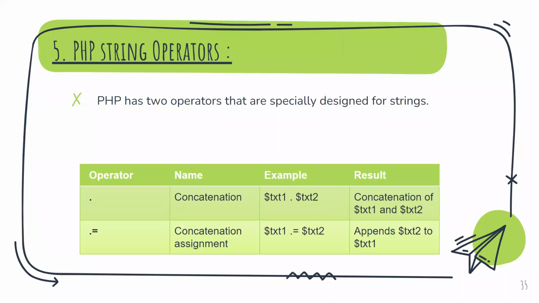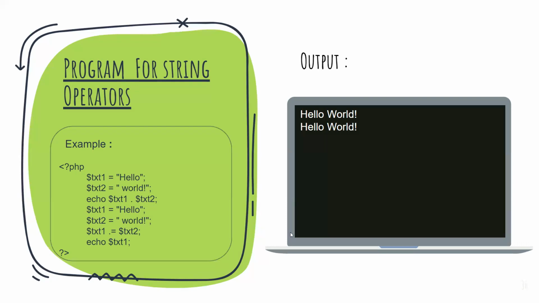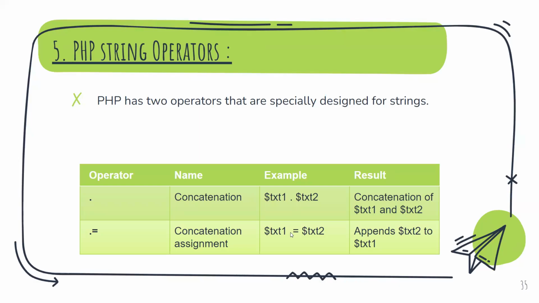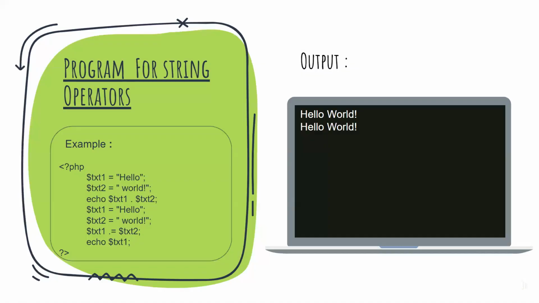And then string operators. Like I've mentioned earlier, a string is nothing but a set of characters. So in PHP we have different operators to handle functions of strings as well. In order to concatenate two strings, we use dot, and to append we use dot equal to. These two are the important and most frequently used operators in case of strings. And this is an example.